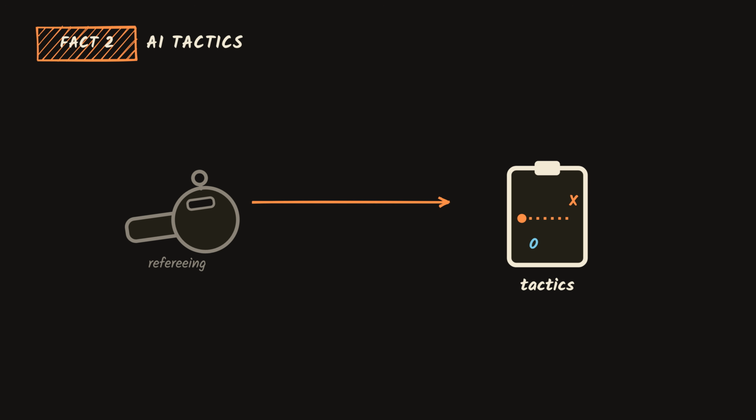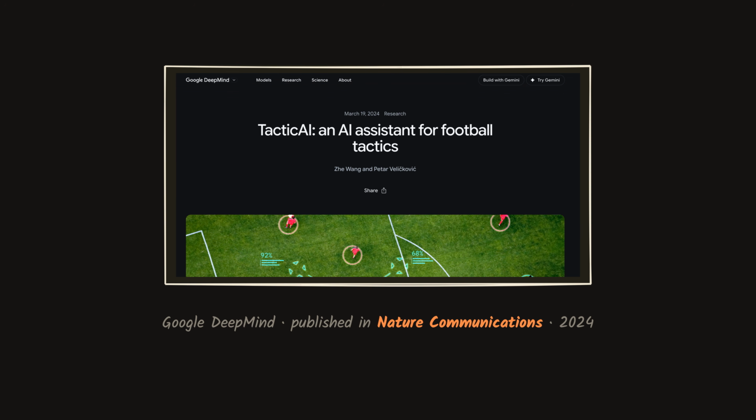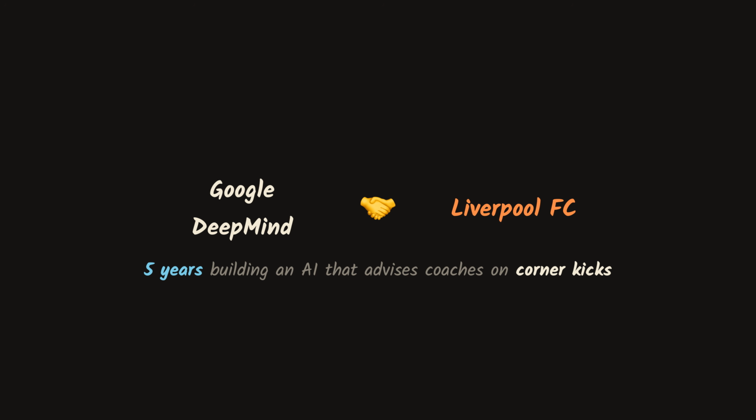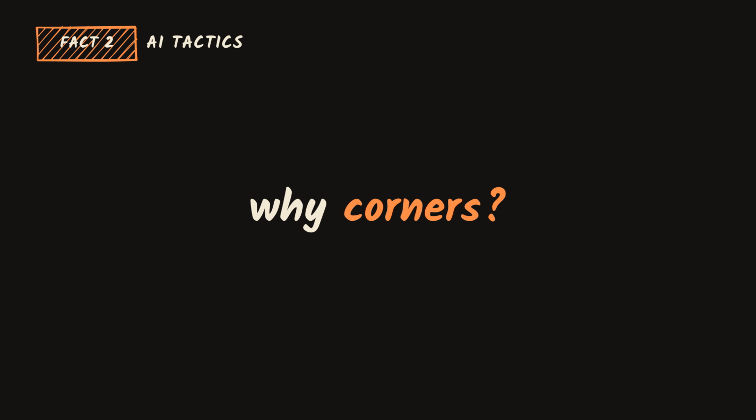Apart from refereeing, people are also using AI for football tactics. In 2024, Google DeepMind published a paper in Nature Communications. They'd spent 5 years working with Liverpool Football Club to build an AI that advises coaches on corner kicks. It's called TacticAI. Here's why corners are the right problem to start with.